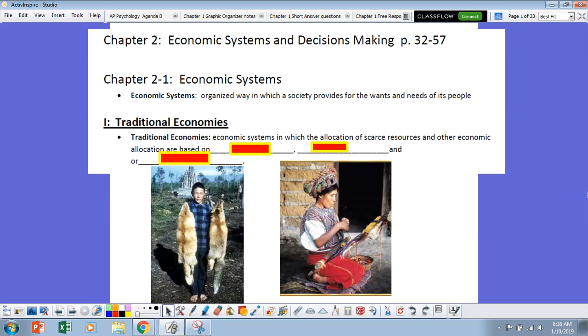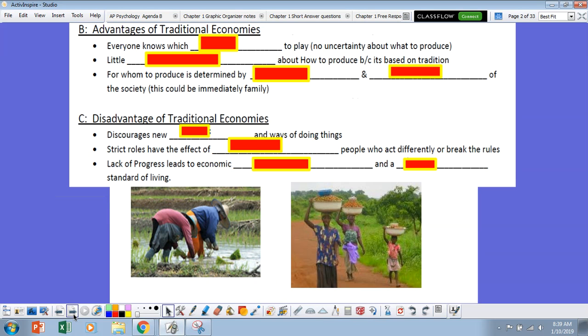And to start with, when we talk about economic systems, this is basically an organized way in which society provides for the wants and needs of its people. And it can be very simple, like traditional economies. This is an economic system in which the allocation of scarce resources and other economic allocations are based on rituals, habits, or customs. So it may not be much more than a little bit beyond hunting and gathering. If you had a little more surplus, you could trade and barter those different kinds of items that you wanted and needed.